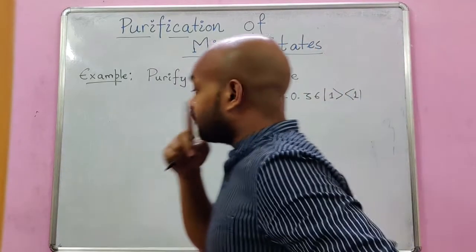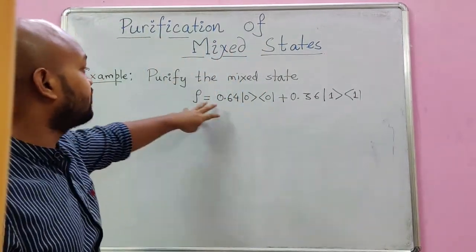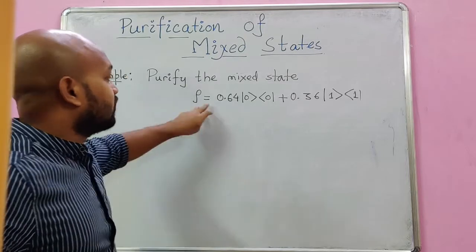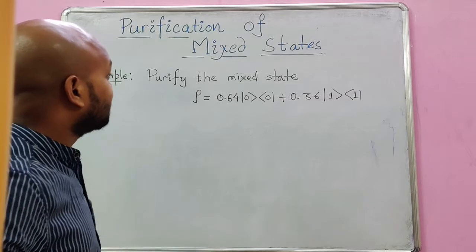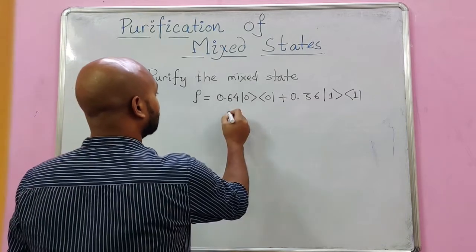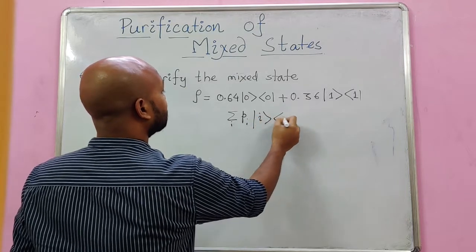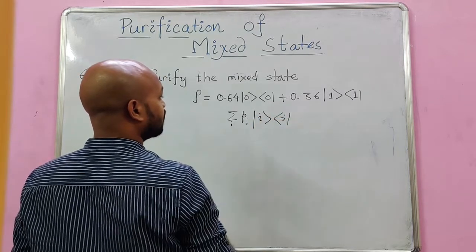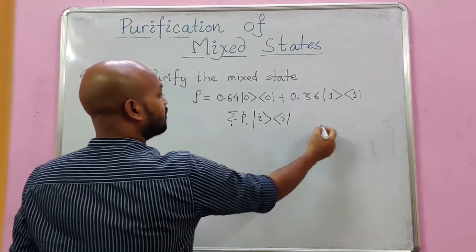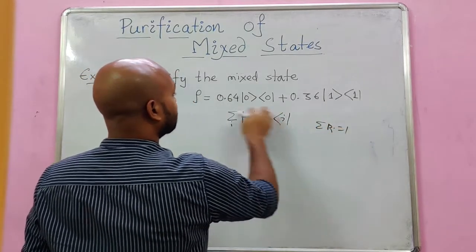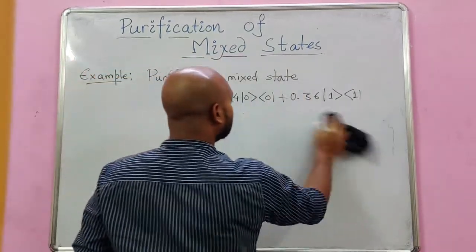Alright, let's look at this example where we have to purify this particular mixed state. We can see certainly that this is a valid density matrix here. It satisfies the condition of the summation over i of p_i. You can see 0 0 then 1 1, and the summation of these p_i gives 1: 0.64 plus 0.36 giving 1.